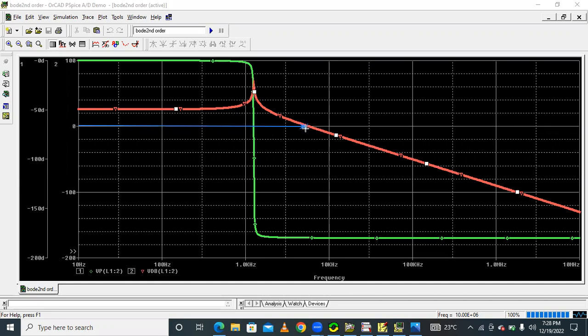When we extend downwards, this frequency is known as the gain crossover frequency. The point where the plot crosses the 0 dB line is called the gain crossover frequency.